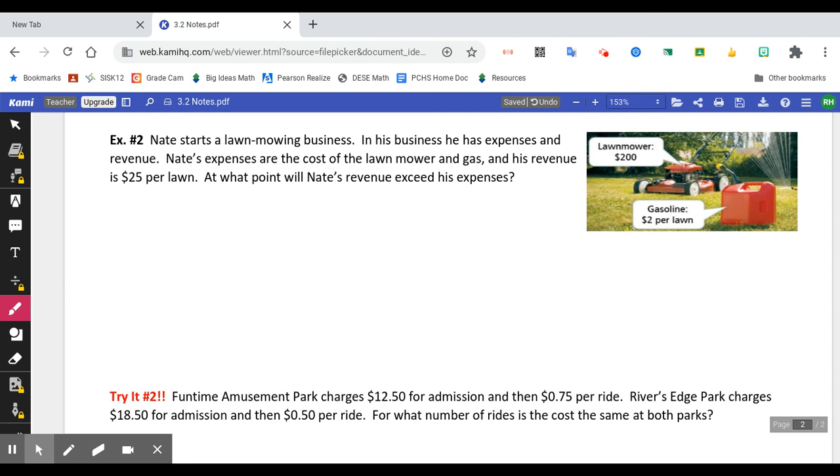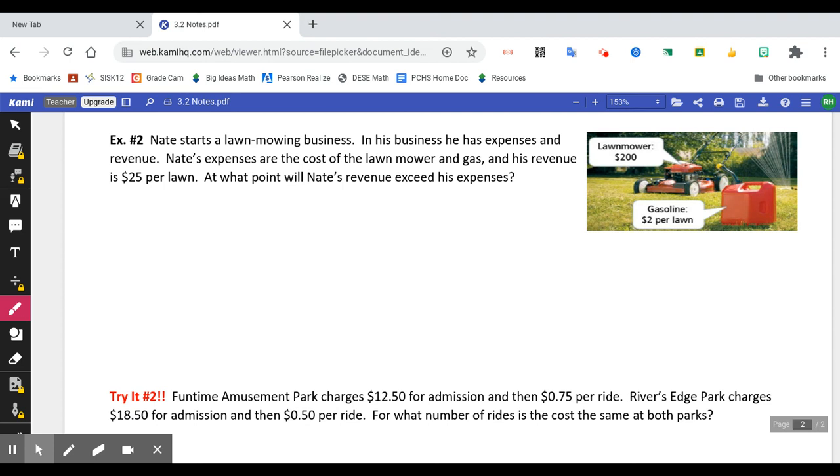All right, let's flip it over. And we're going to do the back with our word problem here. Okay. So Nate starts a lawn mowing business. In his business, he has expenses and revenue. So expenses are things that cost you money. Revenue is what you earn. Nate's expenses are the cost of the lawnmower and gas that he has to put in it.